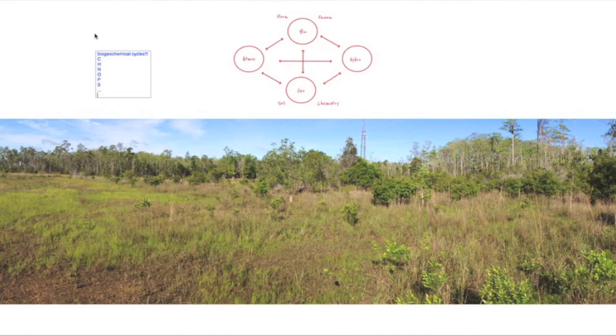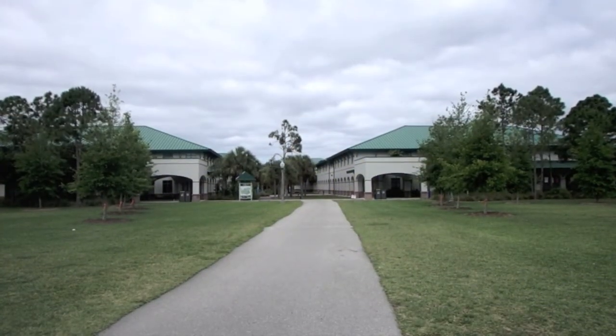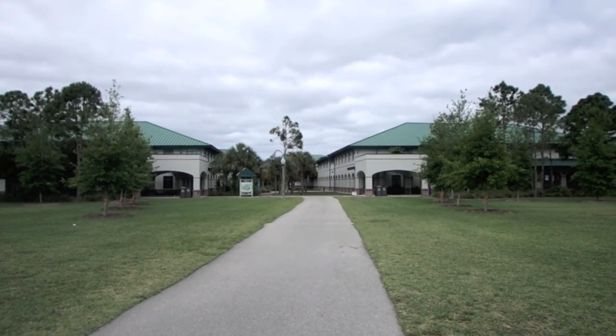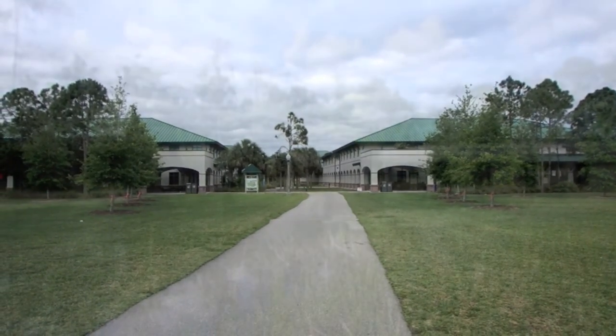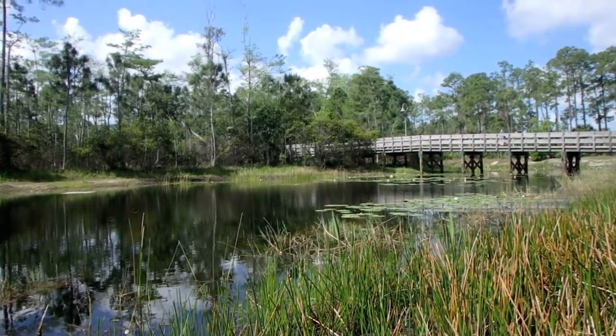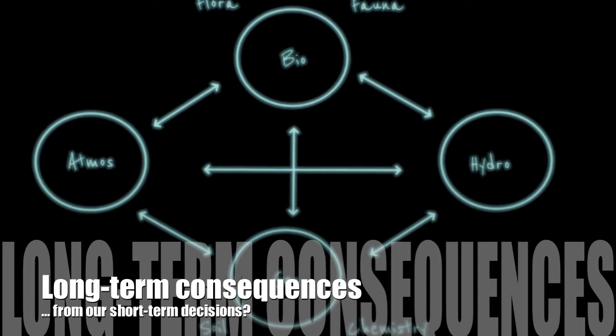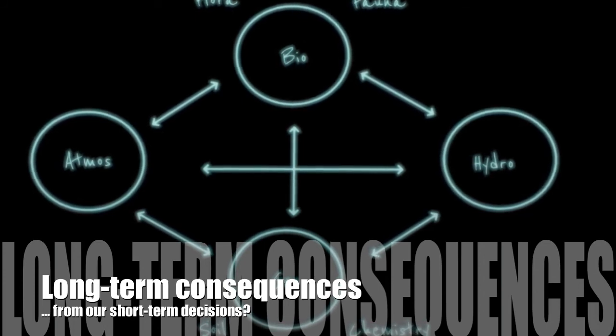Take a moment. Can you diagram the hydrologic cycle? From now on, as you walk around campus or your own neighborhood, take a moment and make some observations. Observe each of the four spheres. What long-term consequences on the four spheres result from our short-term, convenience-based decisions?